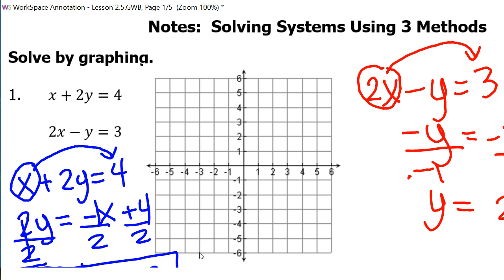Okay, so now we're ready to graph both of those lines. So back to the first one. What is the y-intercept? 2. And remember from last week we said slope is rise over run. So if I rise negative 1, does that mean I go up 1 or down 1? We need to go down 1, right 2, down 1, right 2. Now what's the opposite of down 1, right 2? Up 1, left 2.